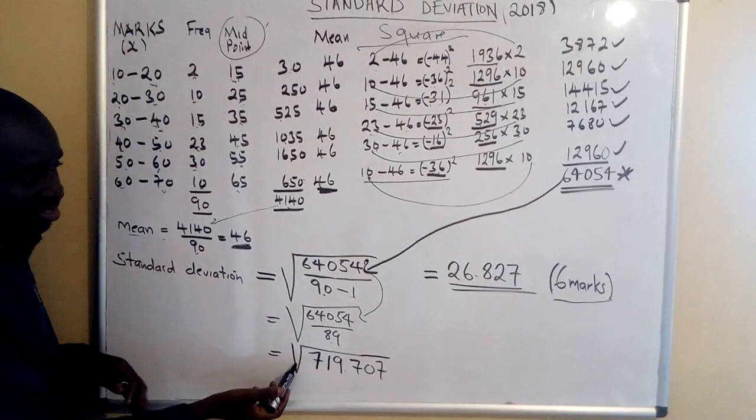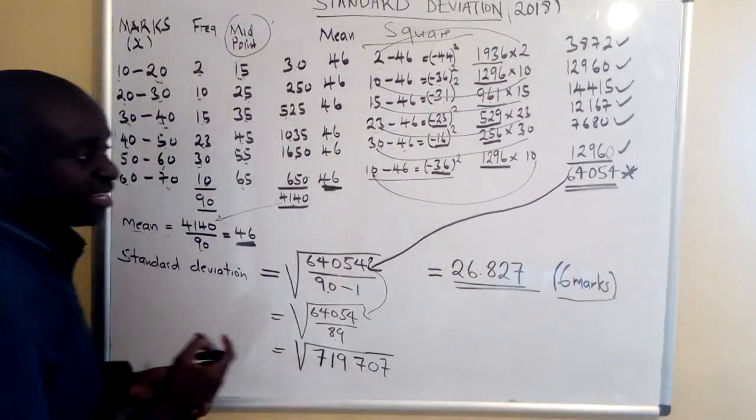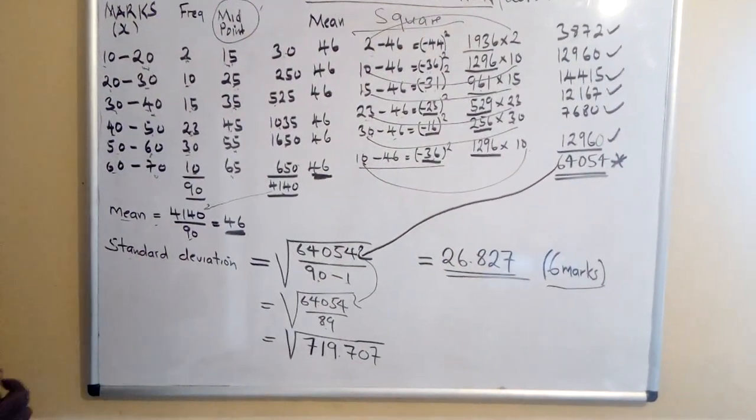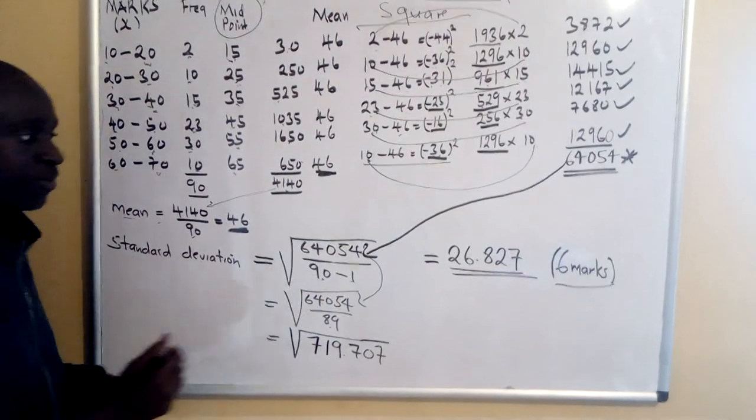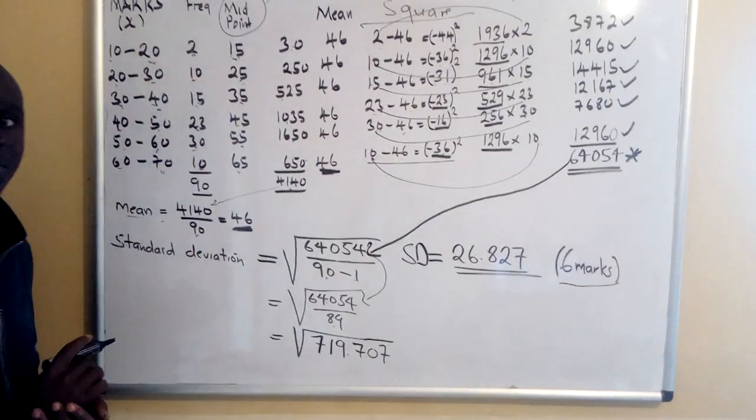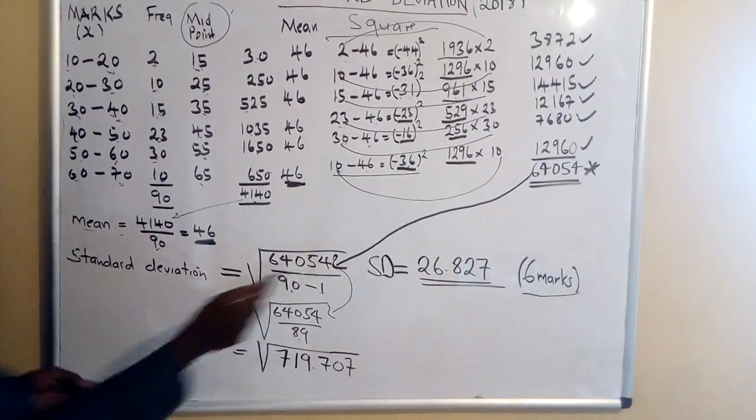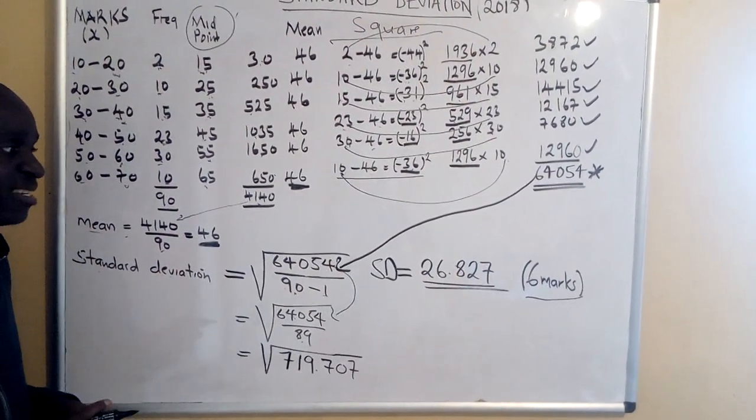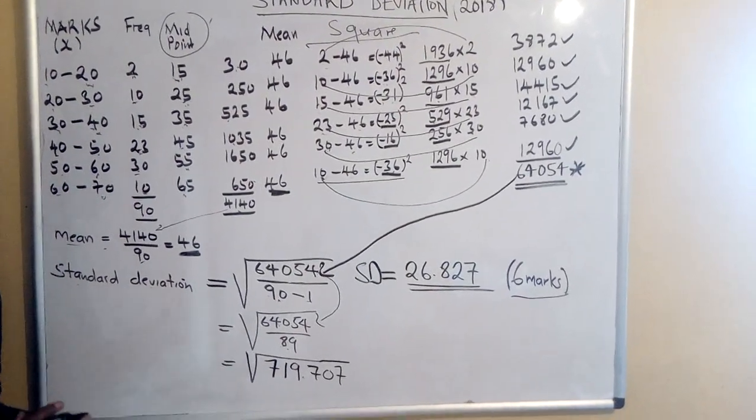So the square root of this number is 26.827, correct to 3 decimal places. This number is what we now call the standard deviation, or the SD. So SD is 26.827. So we've gotten our 6 marks.